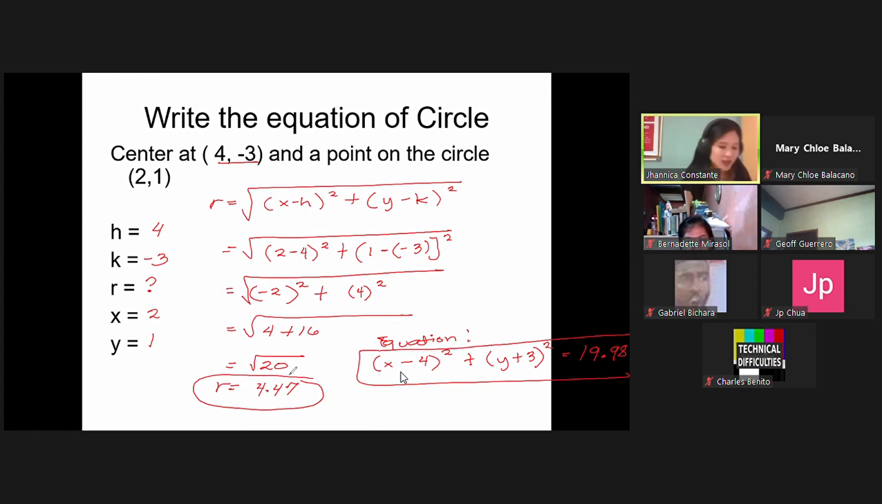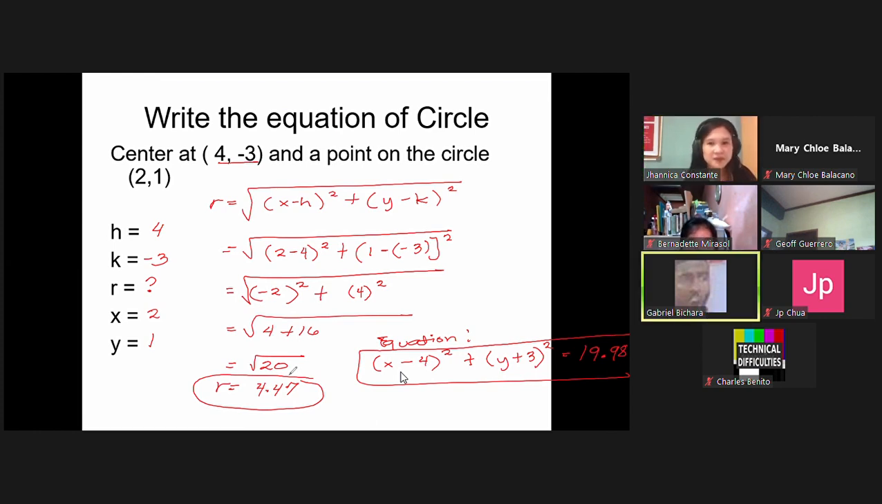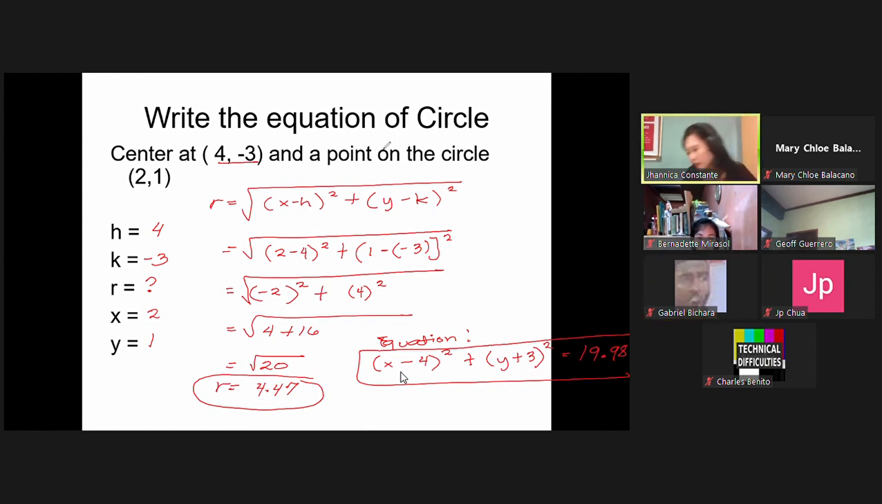Now, for this example, let's try another example, the same problem like this one. Can I clear the screen? Okay.